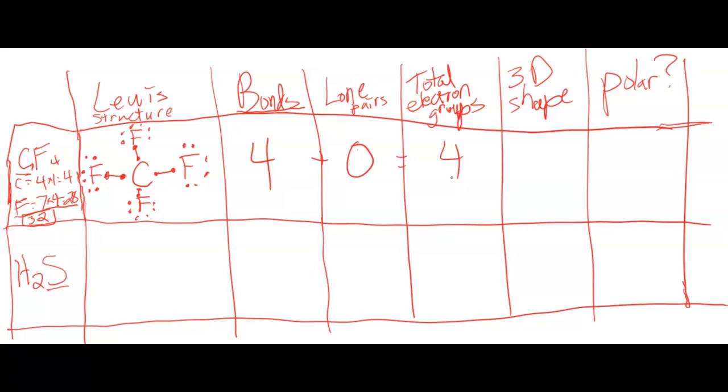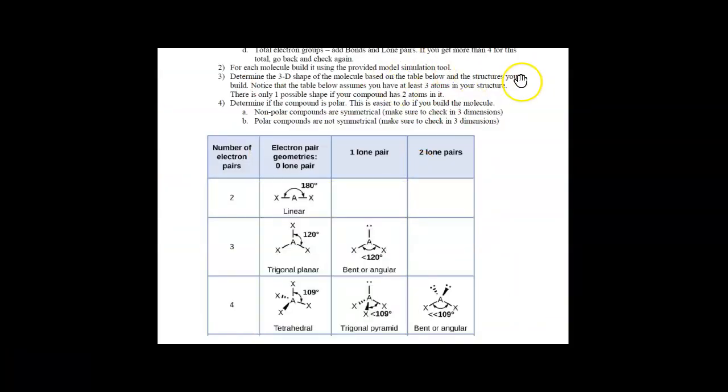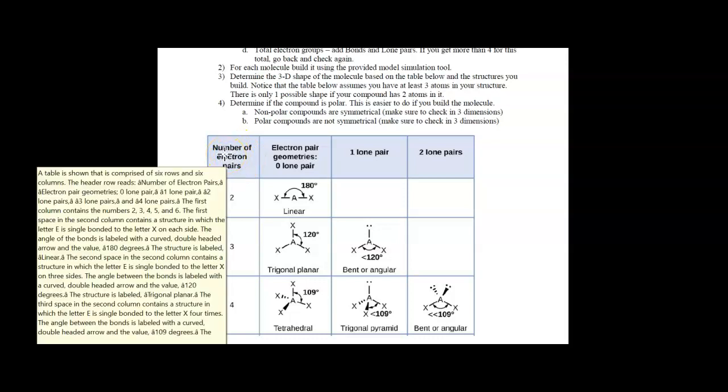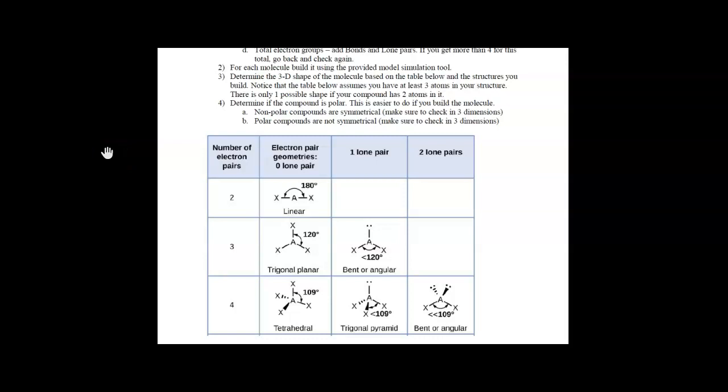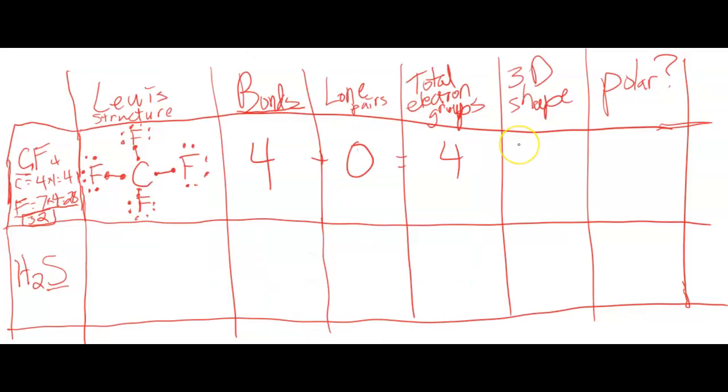For the 3D shape, I need to look back at the lab. So we look back at this table that's in your lab. It's on the first page of your lab. The number of electron pairs here, this is that total that we were looking for. The total was 4. So we look here, 4. We have 0 lone pairs, because remember it was 4 total. So we can look here. And the shape is going to be tetrahedral. So here I would write tetrahedral.